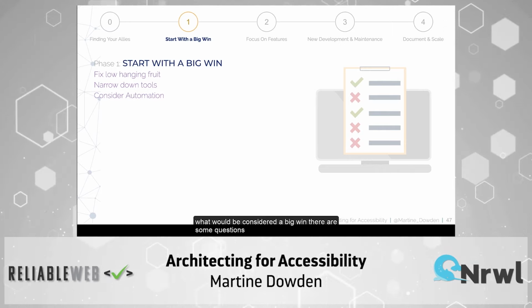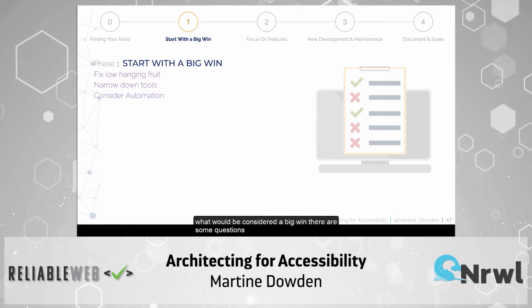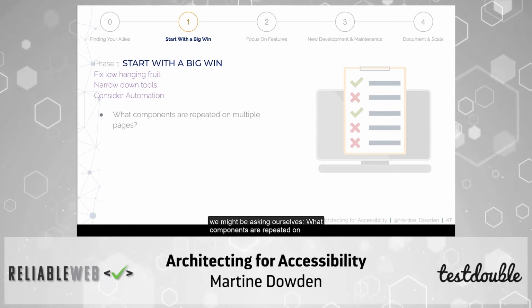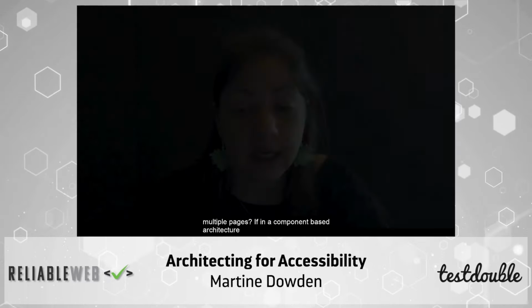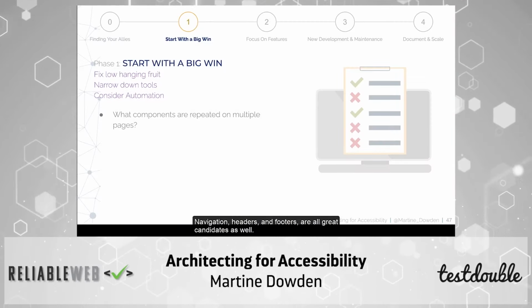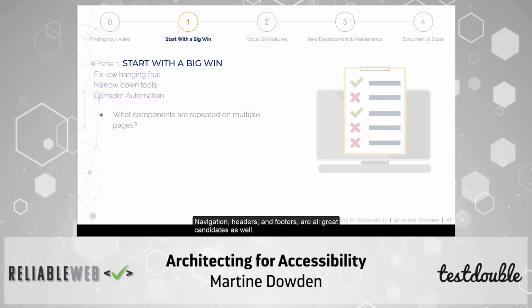To choose what would be considered a big win, there are some questions we might be asking ourselves. What components are repeated on multiple pages? If in a component-based architecture such as Angular, React, or Vue, some components may be getting used absolutely everywhere. These are great candidates because they have a high level of impact on the user. Navigation, headers, and footers are all great candidates as well.